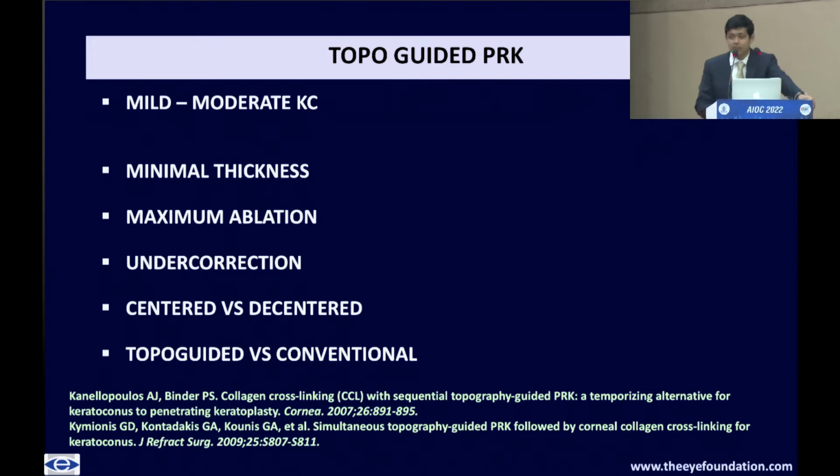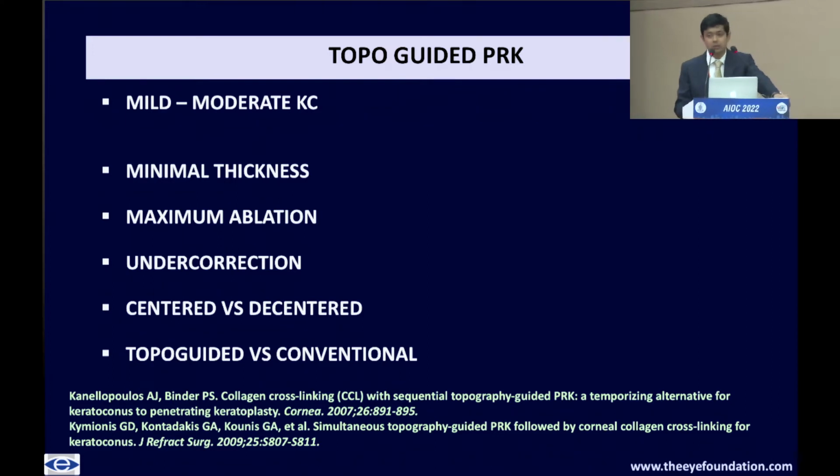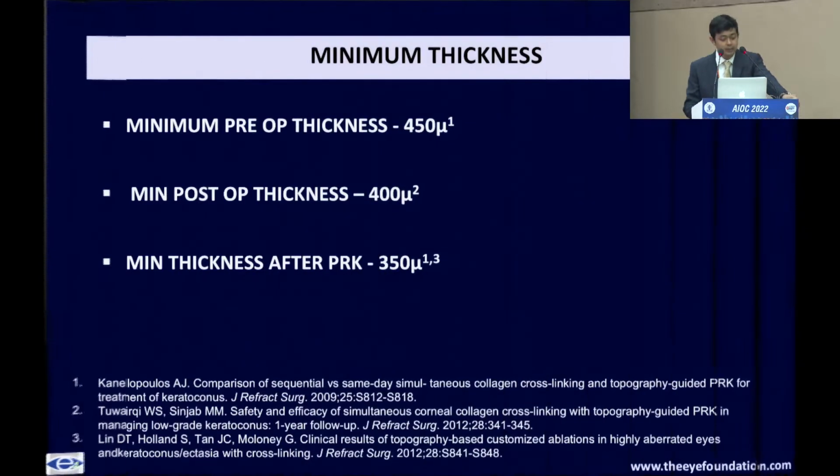So the basic principles we are trying to follow, the case selection for topo-guided PRK, are patients with mild to moderate keratoconus. The more advanced ones are not suitable or don't really benefit from this procedure as much. What is the thickness that we look into?